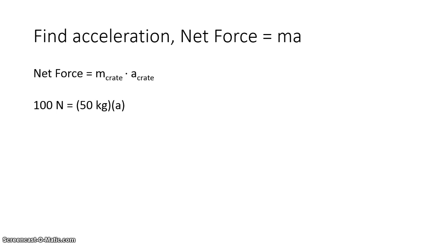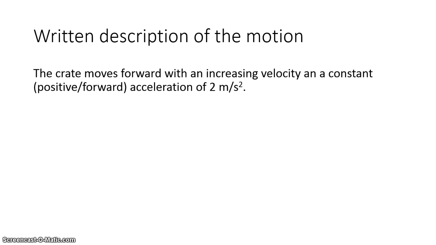Thank you. All right, so I plugged in 100 newtons of net force from our free body diagram, set it equal to 50 kilograms, that's the mass of the crate, and I'm going to solve for the acceleration of the crate by dividing, and I'll get 2 meters per second squared. And if you're wondering how the units worked out, that's there for those of you that are interested. All right, written description of the motion is here.